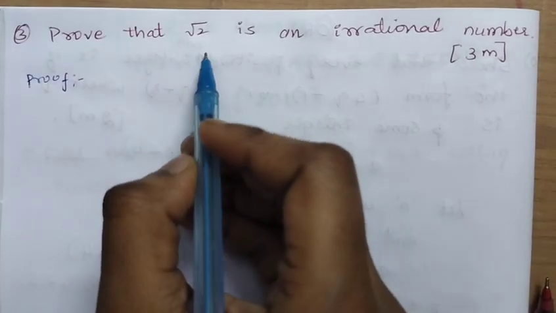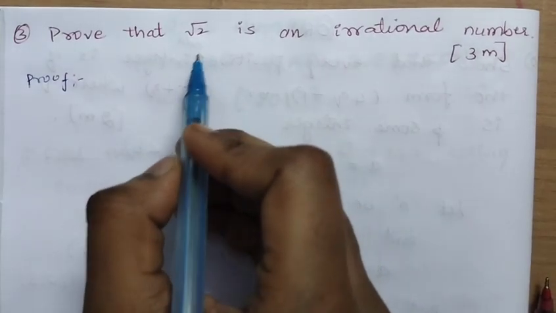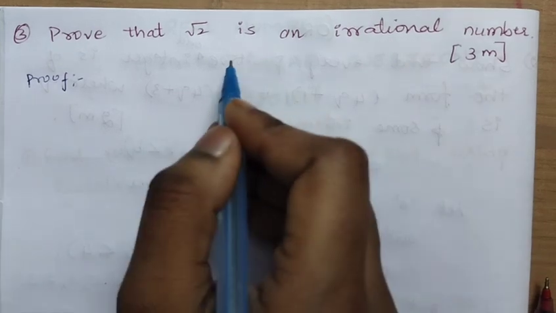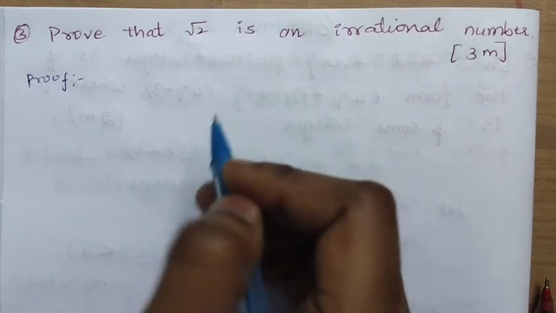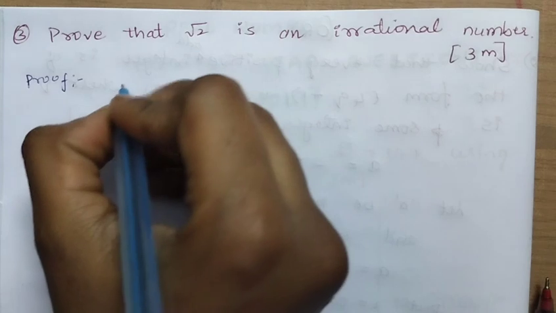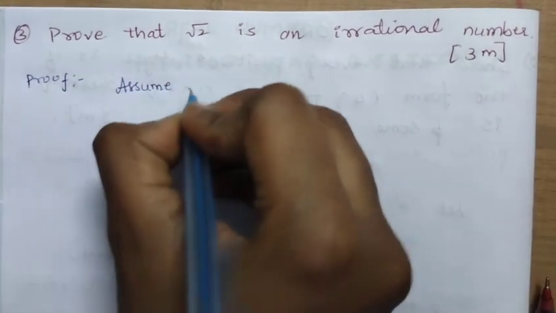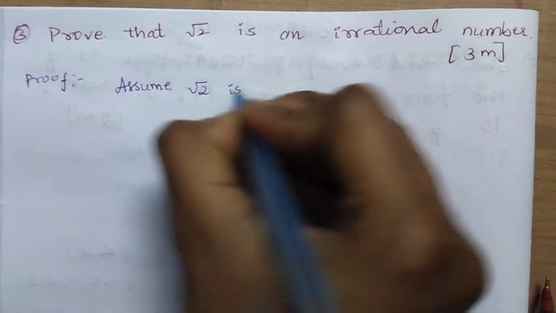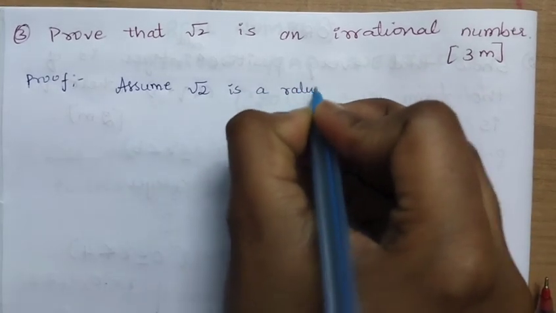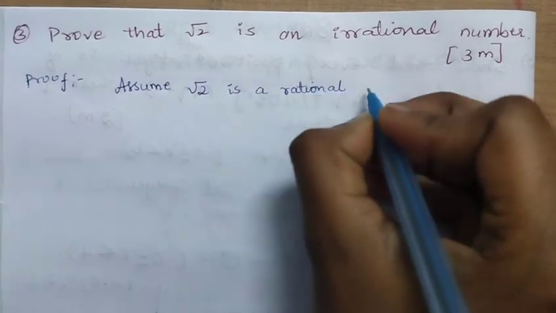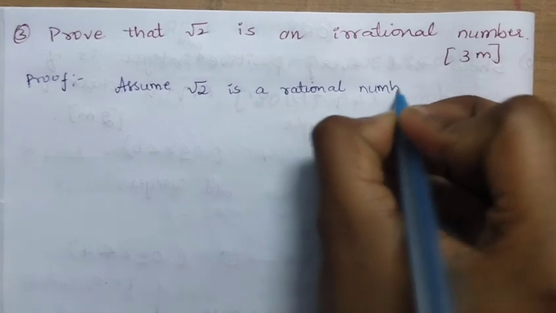As I told before, it should be done using the contradictory method. That means we have to assume that root 2 is a rational number and prove that our assumption is wrong. So let us assume root 2 is a rational number.